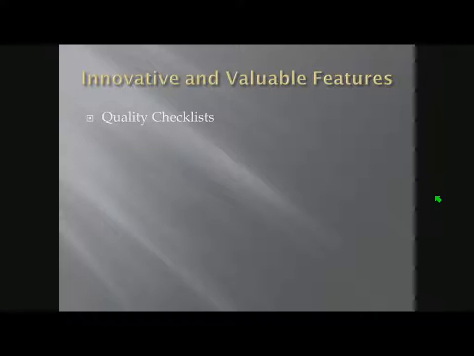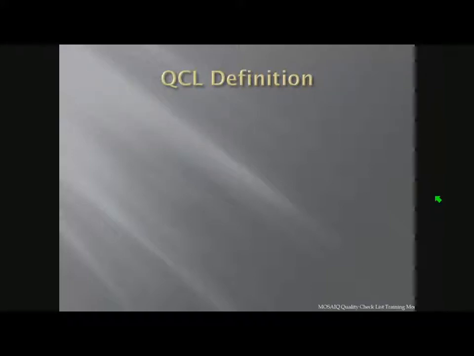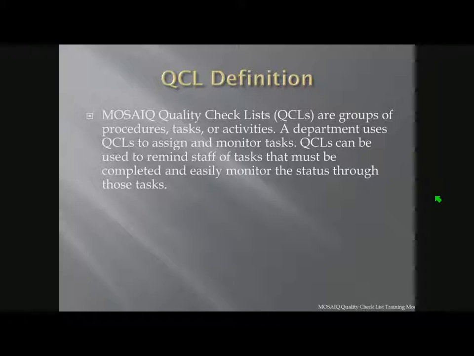Some of the innovative, valuable features are things like quality checklists, and we saw great examples of a similar construct in ARIA for this. Mosaiq quality checklists are groups of procedures, tasks, or activities. The department uses these QCLs to assign and monitor tasks, and they can be used to remind staff of tasks that need to be completed and can help us monitor their status. And we saw examples in the previous talk of that.